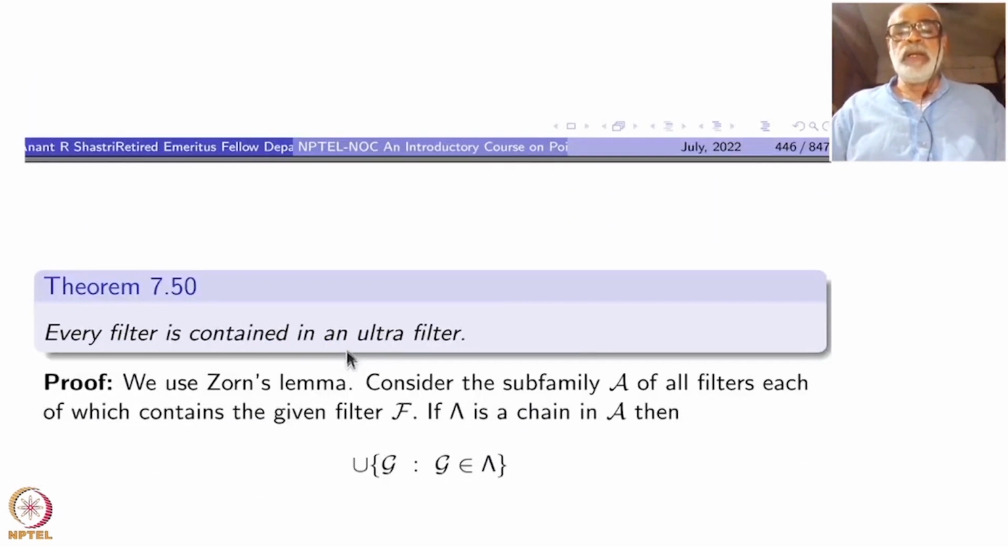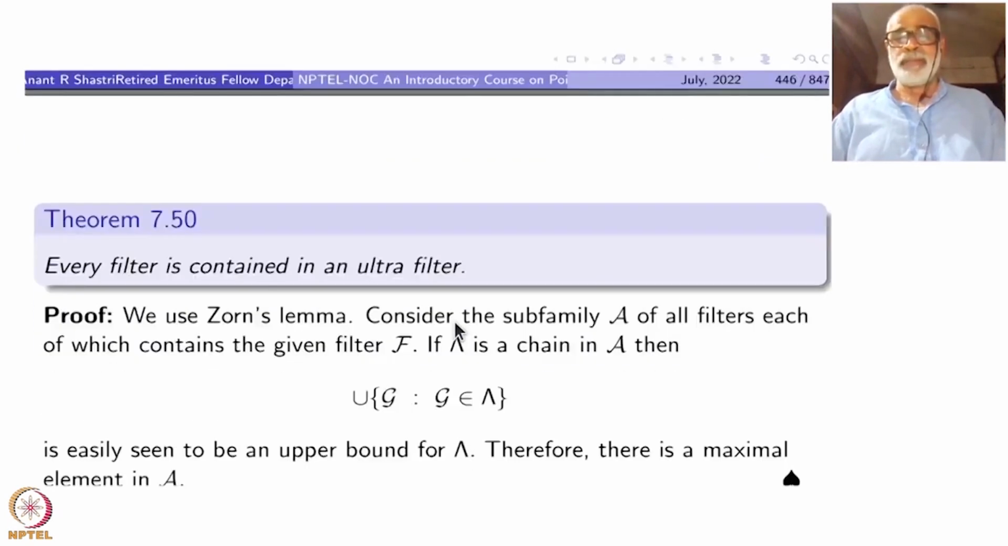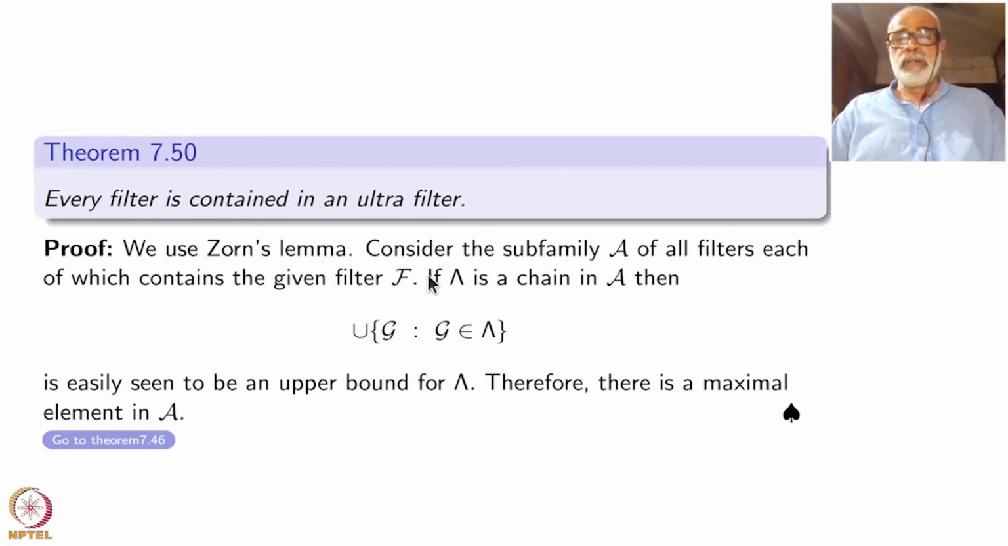Every filter is contained in an ultrafilter. This kind of result we are now very familiar with, using Zorn's lemma. Start with a filter F. Look at the family A of all filters on X which contain the given filter F. This family is partially ordered as usual by inclusion. If lambda is a chain in A, then the standard arguments will give you that the union of all members of this chain is again a filter which will contain all of these. Therefore, that will be an upper bound for this family. Now you can apply Zorn's lemma, there must be maximal elements.